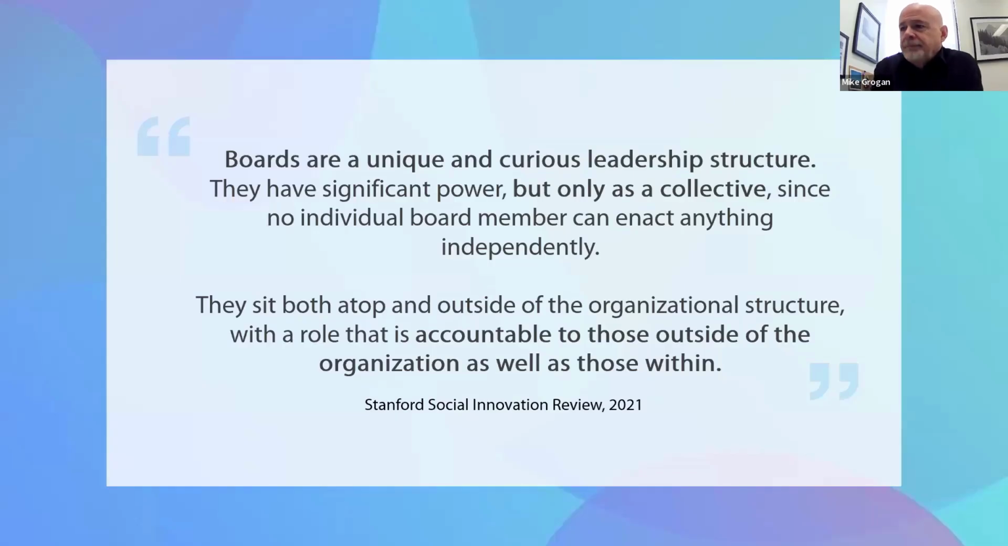So I'm going to start with a quote, and I really like this quote because it sets the tone, I think, for boards and what governance is in the nonprofit world. And this is from Stanford Social Innovation, a wonderful resource for all kinds of things in nonprofit land and governance and social innovation, all kinds of great things. But boards are a unique and curious leadership structure.